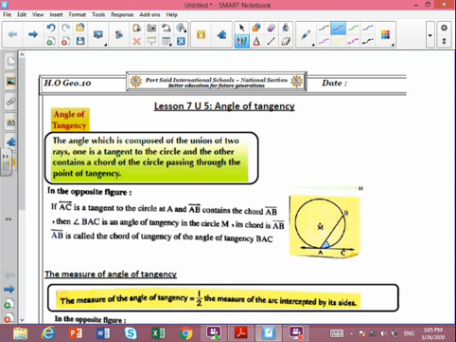This angle is the angle between the tangent and a chord, but this chord must pass through the point of tangency. Not any chord, not this chord, for example, and this tangent. It must pass through the point of tangency. In the opposite figure, AC is a tangent to circle M, and AB contains the chord AB. So angle BAC is the angle of tangency in circle M, and AB is called the chord of tangency of the angle.